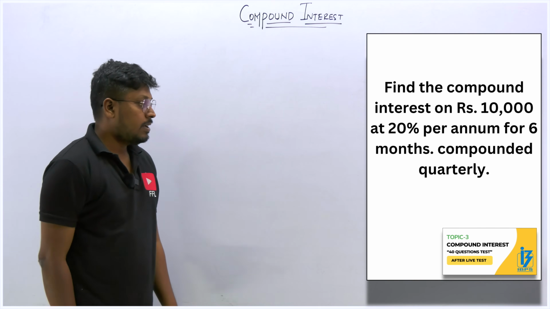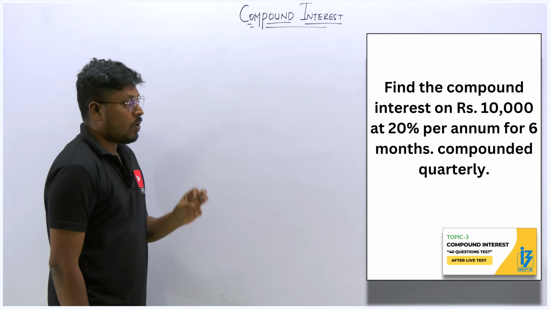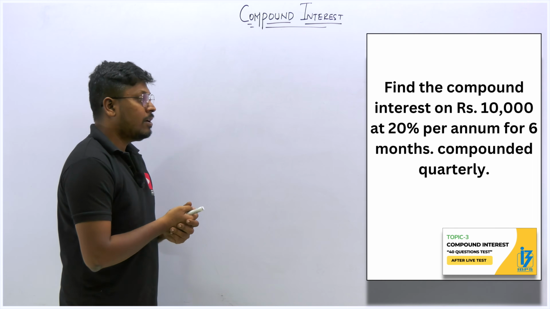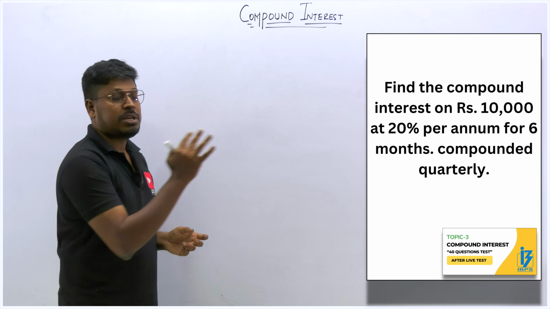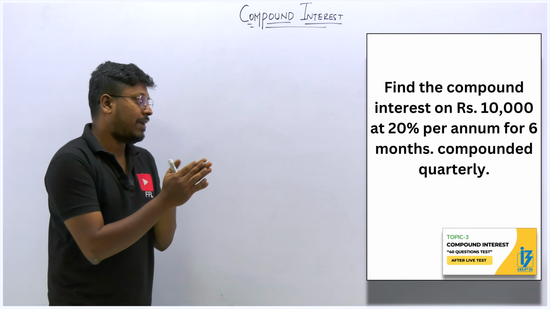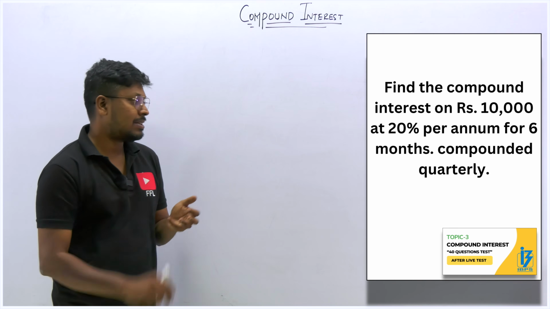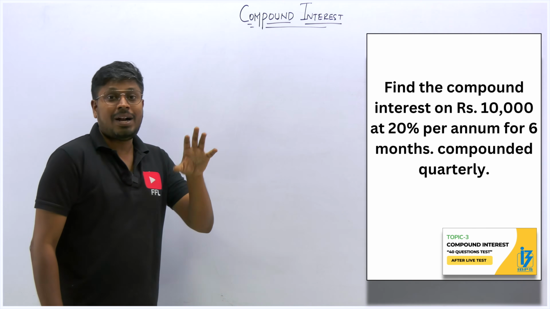Next question. Find the compound interest on rupees 10,000 at 20% per annum for 6 months compounded quarterly. So our target is to find the compound interest. That means we need to find only the compound interest. So which is for a quarterly, right?